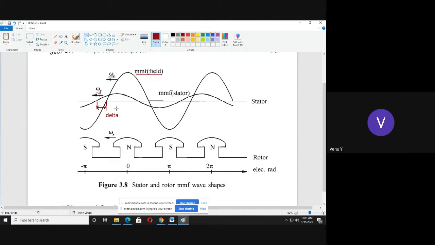So in case of a generator, if you take the power angle curve of the synchronous machine, and here, so I'll take this one. I'm taking a nearly sinusoidal waveform.